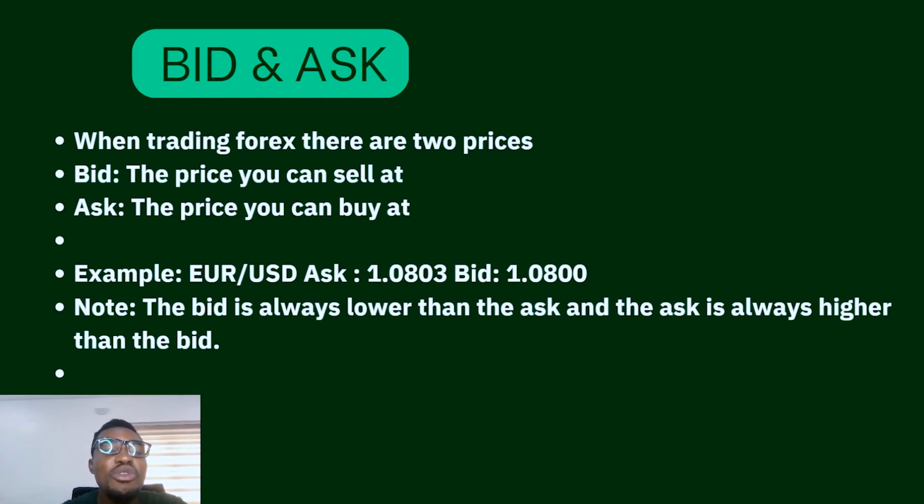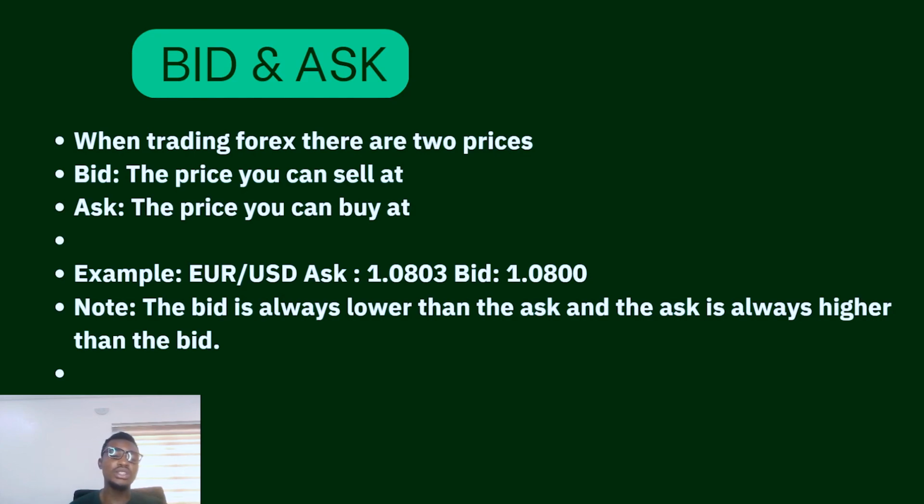This price movement, if you notice, there's a fluctuation. Euro USD ask price is 1.0803. The bid is 1.0800, which means you're actually buying higher, and when you sell, you're actually selling lower. Why is this? Because there is a difference in price. When you buy at 1.0803, that's higher compared to when you sell at 1.0800. So you buy at the ask price, you sell at the bid price.